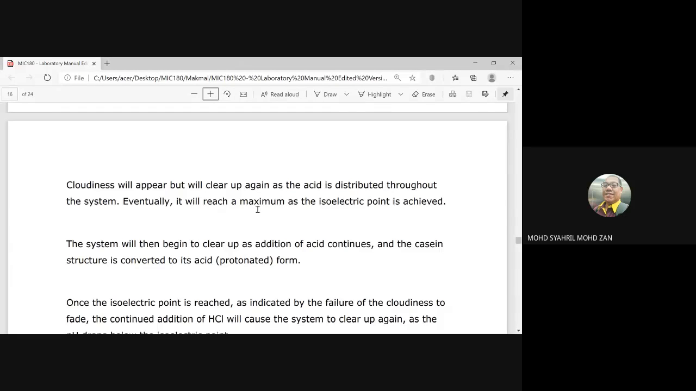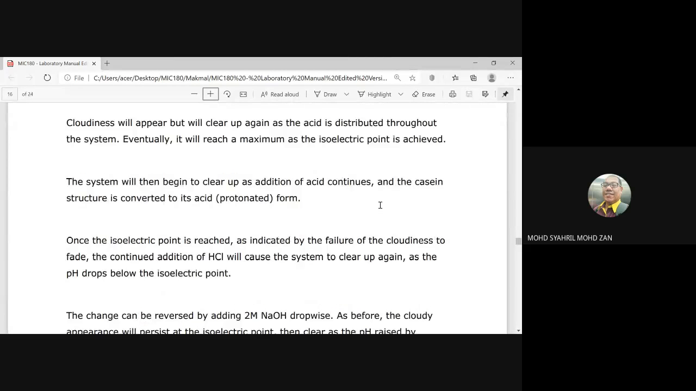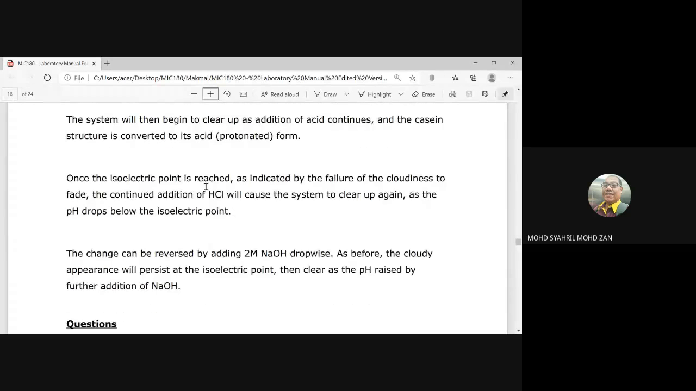Eventually, it will reach a maximum as the isoelectric point is achieved. Okay, the system will then begin to clear up as addition of the acid continues, and the casein structure is converted to its acid, what we call protonated form. Okay, once the isoelectric point is reached, as indicated by the failure of the cloudiness to fade.